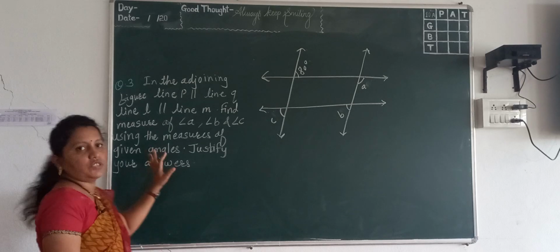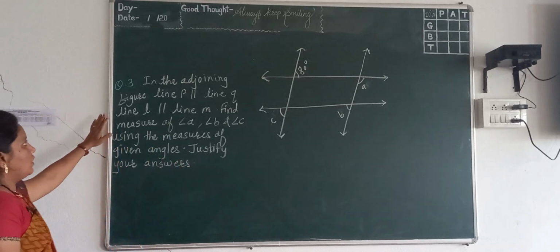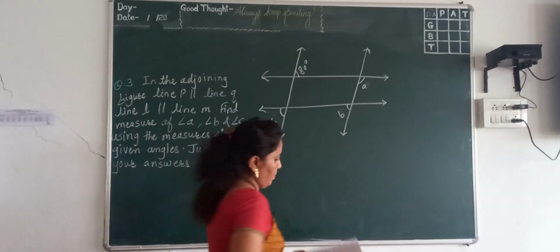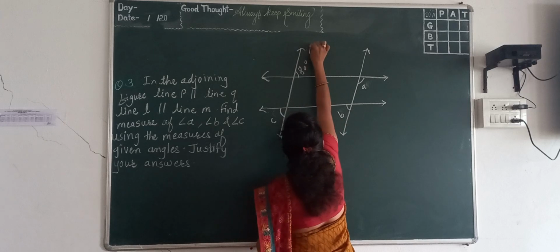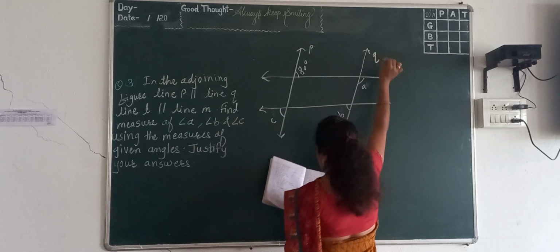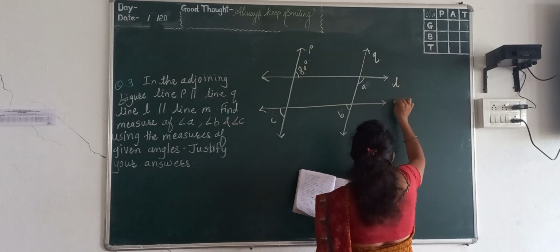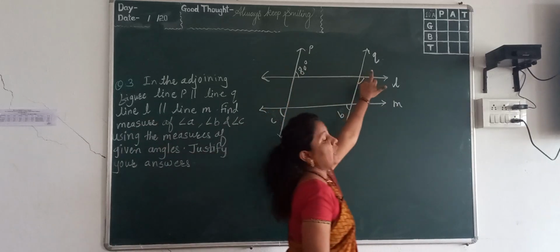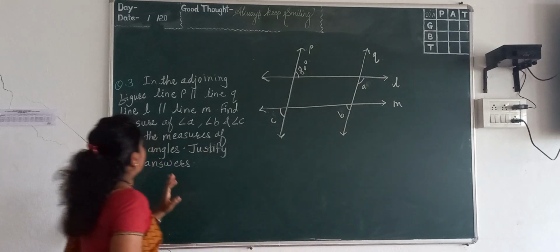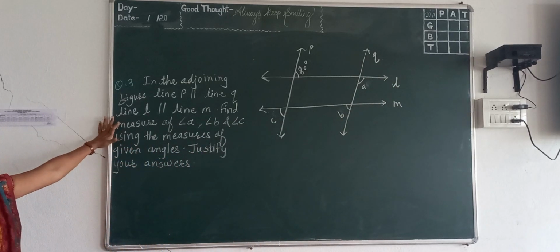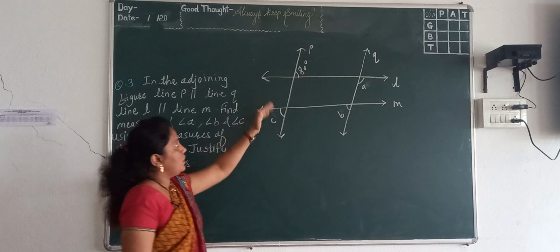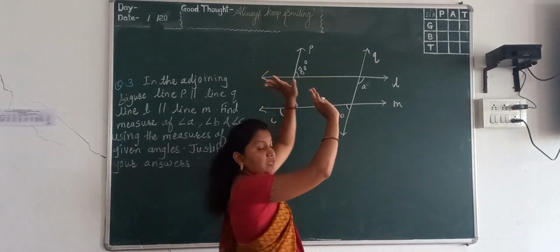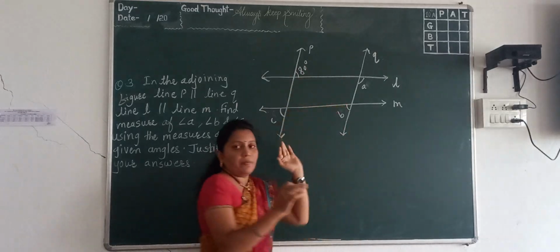Okay, next question number 3. In the adjoining figure, line P is parallel to line Q. See, this is line P, this is line Q, and these are lines L and M. Line P is parallel to line Q, and lines L and M are also parallel lines.